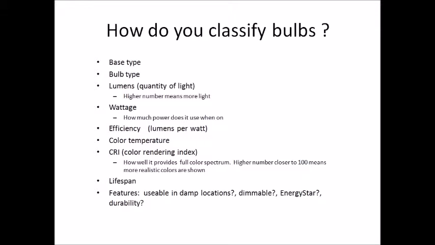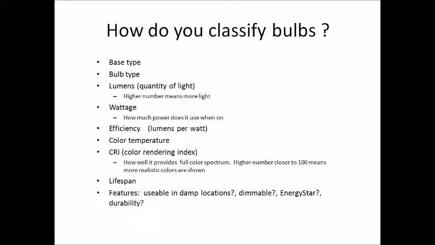Another important quantity of the bulb is the lumens, which is the quantity of light that it produces. The higher number that it says on the bulb or on the box means the more light. The wattage, of course, is how much power it uses when it's on. The efficiency, or efficacy, you'll hear that word as well, but efficiency is more common, is the lumens per watt. Color temperature is the color of the light. I'll talk about that in a second.